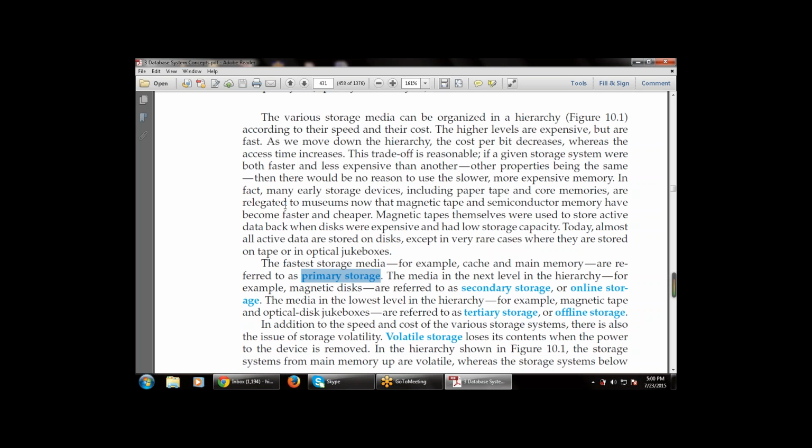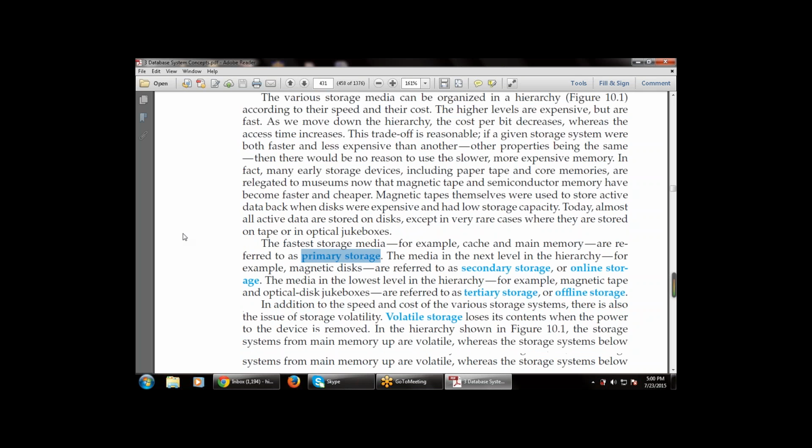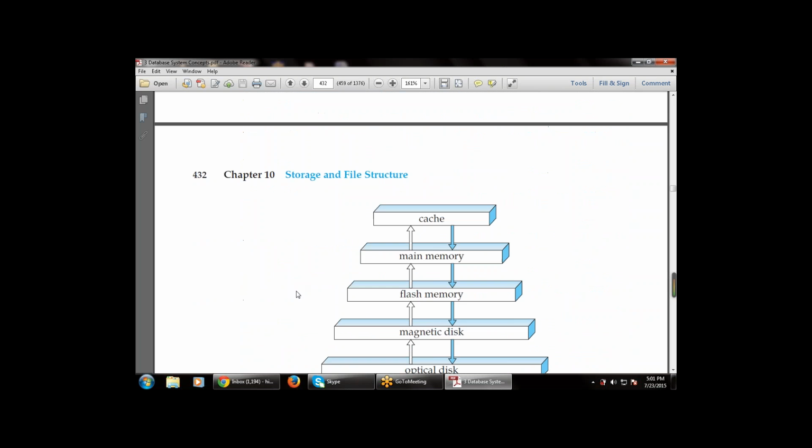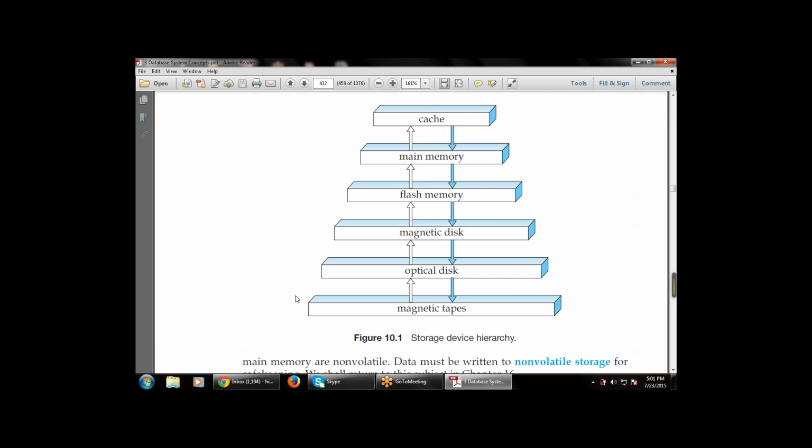In addition to the speed and cost of the various storage systems, there is also the issue of storage volatility. Volatile storage loses its content when the power to the device is removed. So whenever the power is removed, the data will be lost. That is volatile storage. Non-volatile storage means the data will remain when the power has gone.